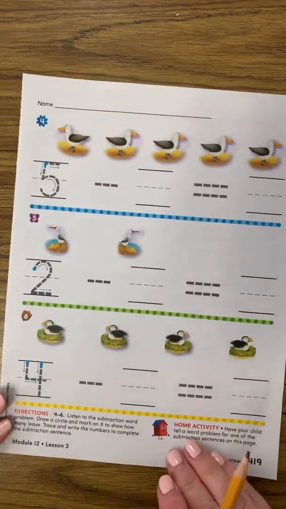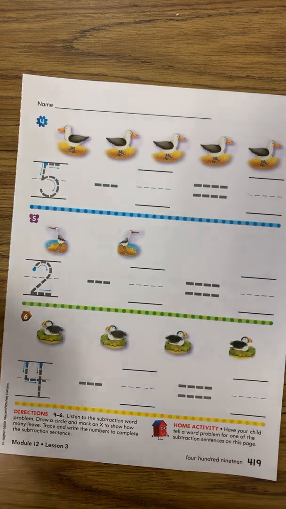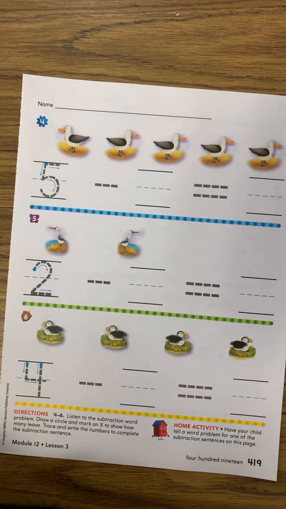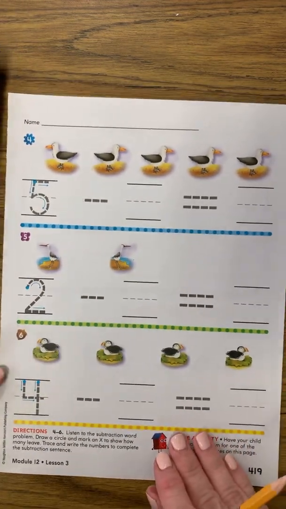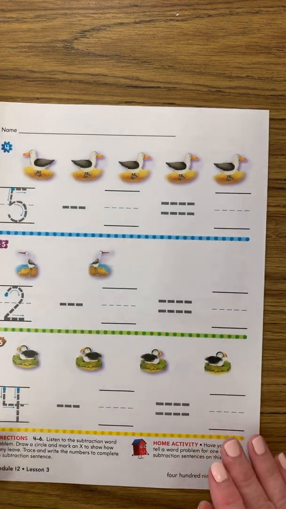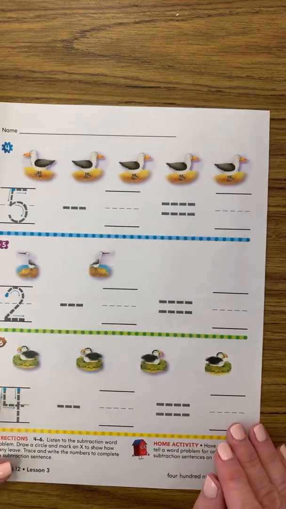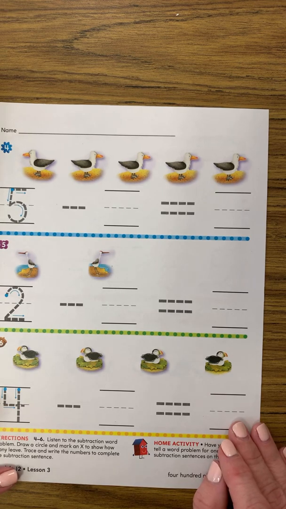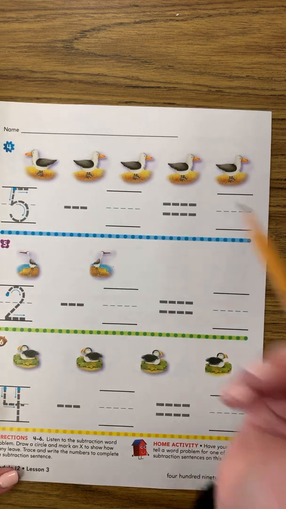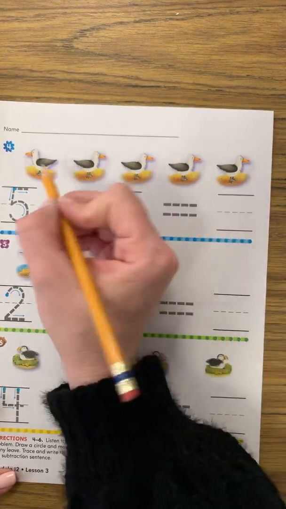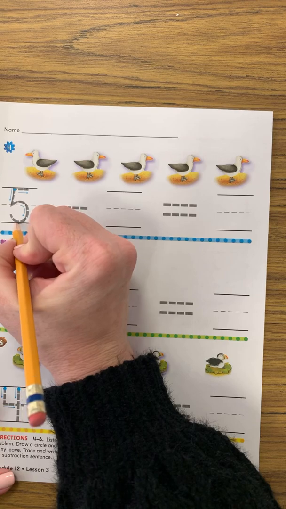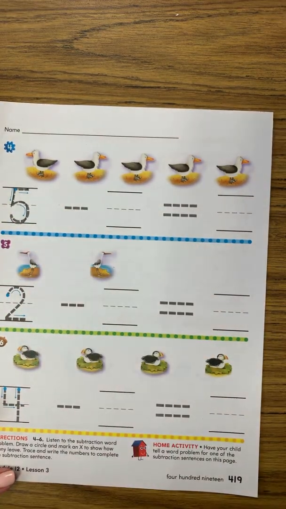Okay, let's look at number 4. Turn my page so I can read it to you. There are 5 birds. 4 birds go to the water. How many birds are left? So let's start with our 5. 1, 2, 3, 4, 5. There are 5 birds. How many did they say went to the water?